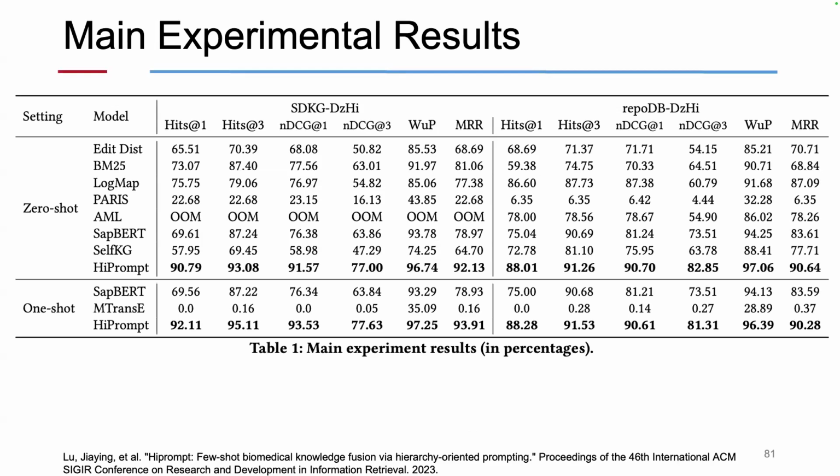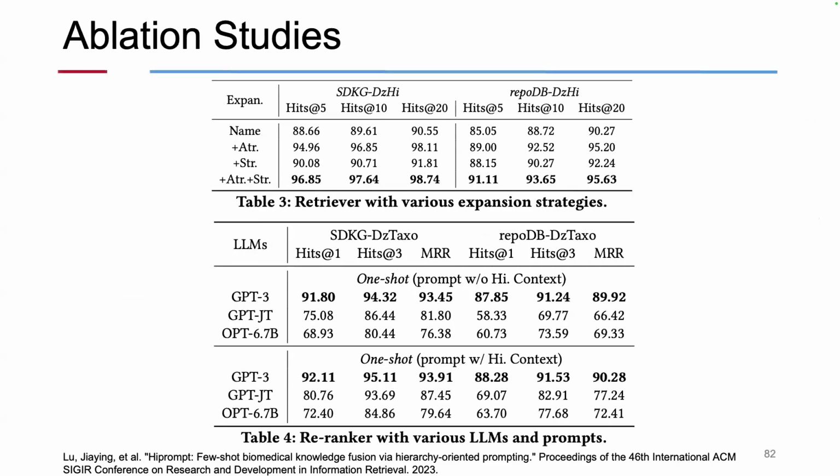So we compared with some baselines. Basically, those baselines are edit distance and BM25. These are more like directly comparing the entity names, right? And you have separate or self-KG. These are embedding-based methods where you compute embeddings for the entities and compare the embedding distance, right? All of these you can also do as 0-shot or 1-shot prediction, and our method outperforms those methods very significantly.